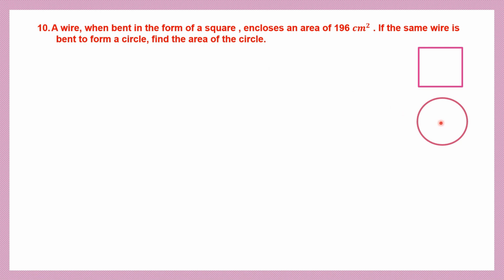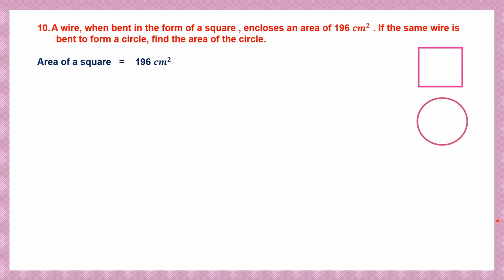So whenever we have to find area of the circle, we apply the formula pi r square. That means we need to know what the radius is, isn't it? But here we've been given only the area of a square. So what we're going to do is, from this area, we're going to find the perimeter, because perimeter of the square and circumference of the circle will be the same. And from the circumference, we will get the radius. And from the radius, we can get the area. So we start with the square first.